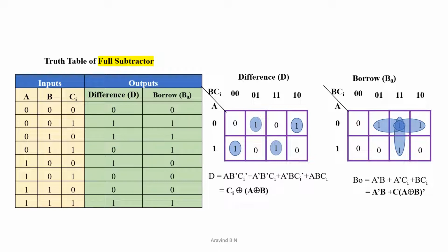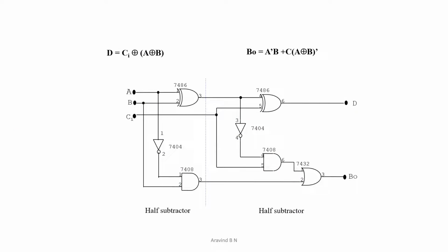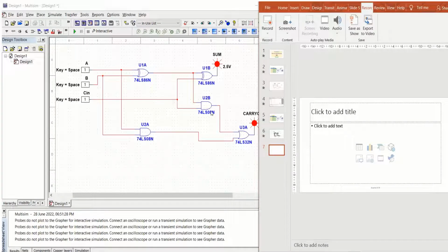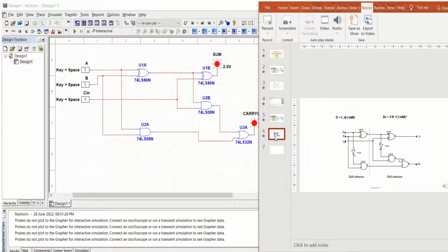Right? By realizing these two expressions, by making use of the basic gates, we get this realization. Right? So now let us rig up this realization on the Multisim, and let us verify with respect to the correctness of the truth table. Let us continue with the existing full adder so that we can make out this as a full subtractor. So now here is going to be the circuit representation for the full subtractor.